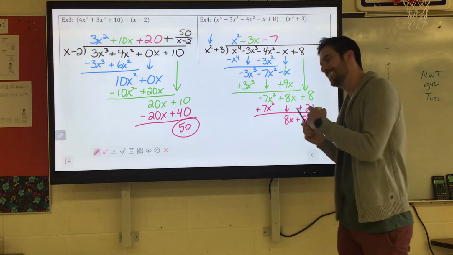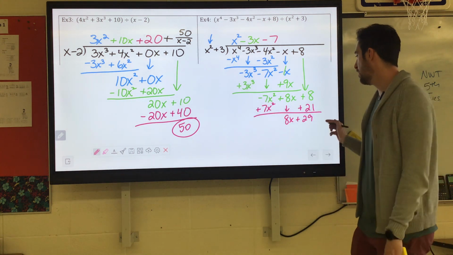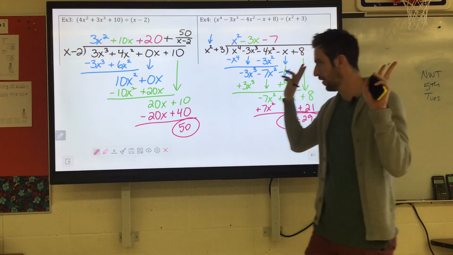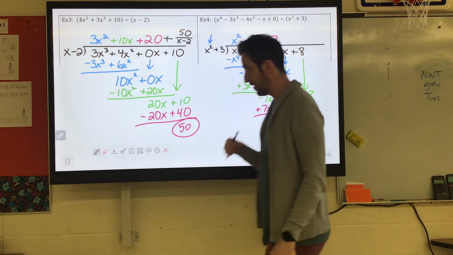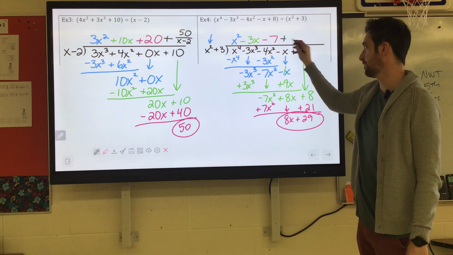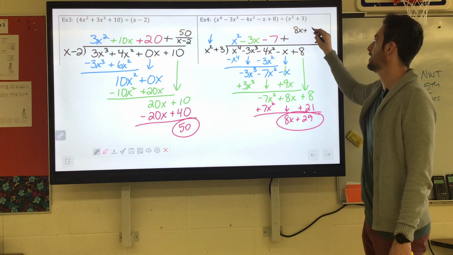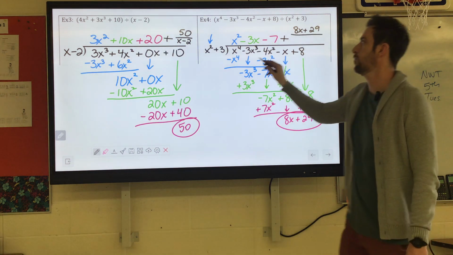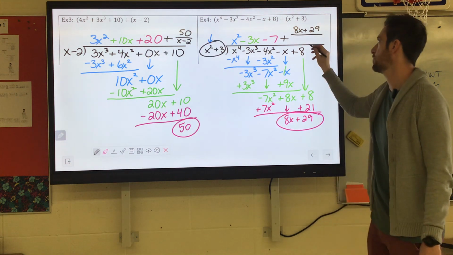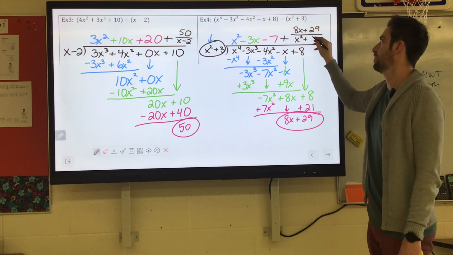X squared does not go into 8x, so all of this is our remainder. So remember, how we write the remainder is plus whatever we got down here, 8x plus 29, divided by whatever we were dividing by, x squared plus 3. This would be our final answer.